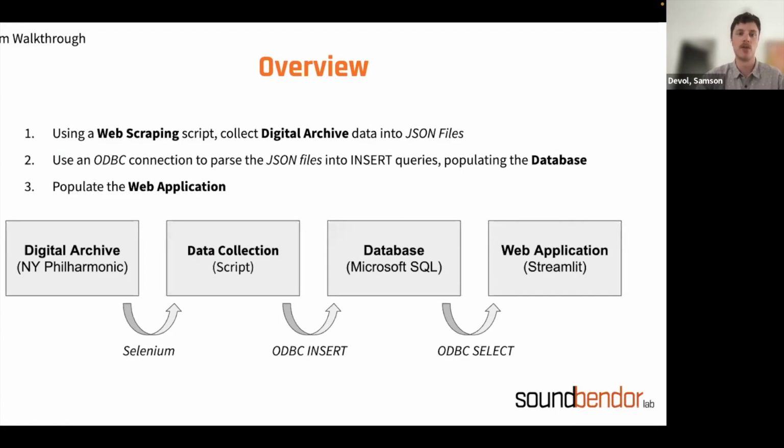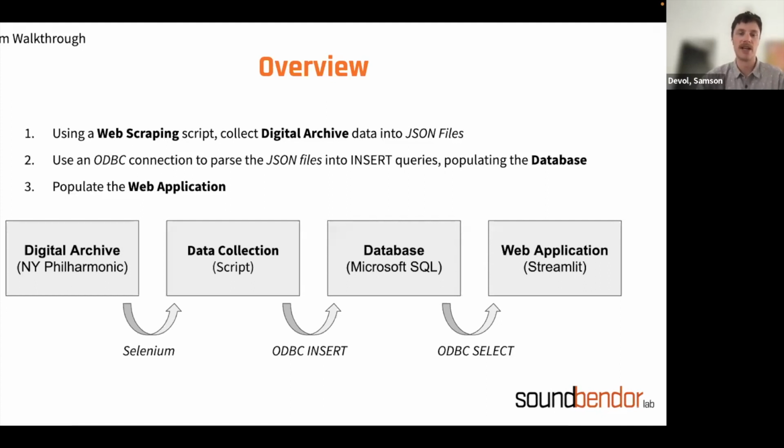First, we're going to use a web scraping script to collect data from the digital archives and pump them into JSON files. We are then going to establish an ODBC, which is Open Database Connection, to parse those JSON files into SQL insert queries and populate that Microsoft SQL database. Then we will populate the web application, for which we are using Streamlit, and you'll hear a little bit more about it further on in this presentation.